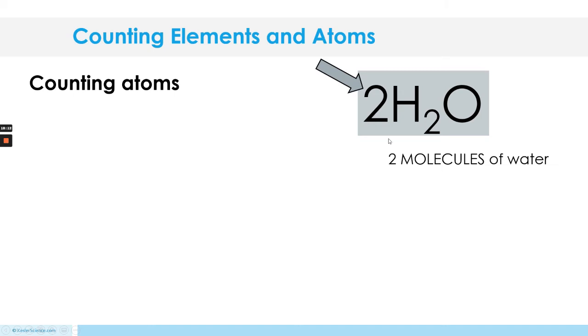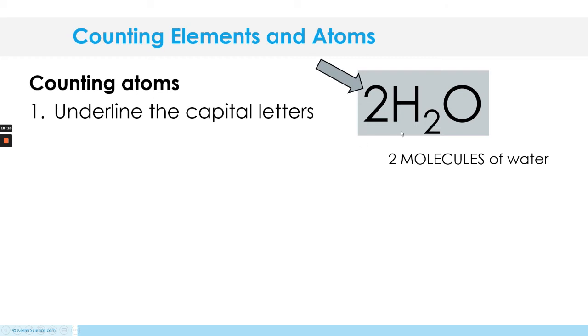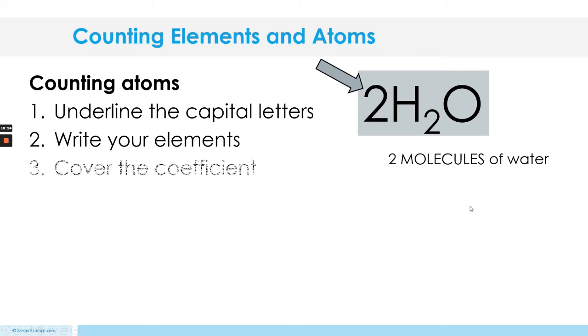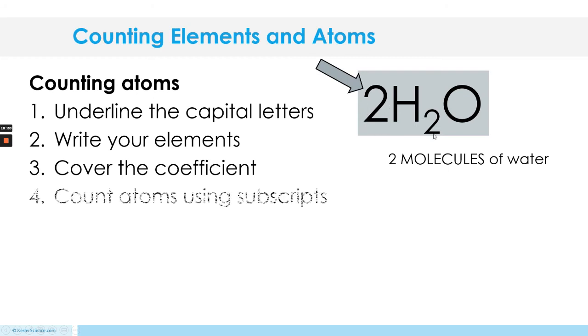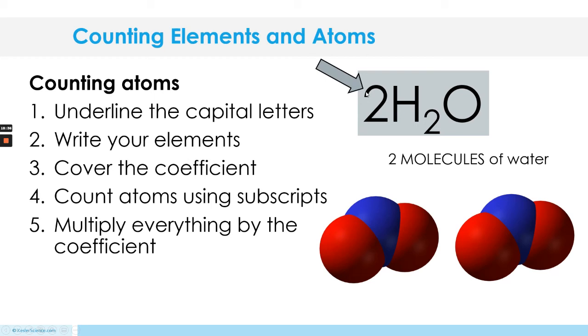So when you're counting atoms, you have 2 H2O here. First thing you need to do is underline the capital letters, H and O. Then you're going to write your elements. So underneath here, I will write H equals, O equals. Then I would cover up my coefficient. So that number 2, I would just pretend it doesn't exist. So now I have H2O. Then you're going to count the atoms using the subscripts, H2 and O. Then at the end you're going to multiply everything by that coefficient.